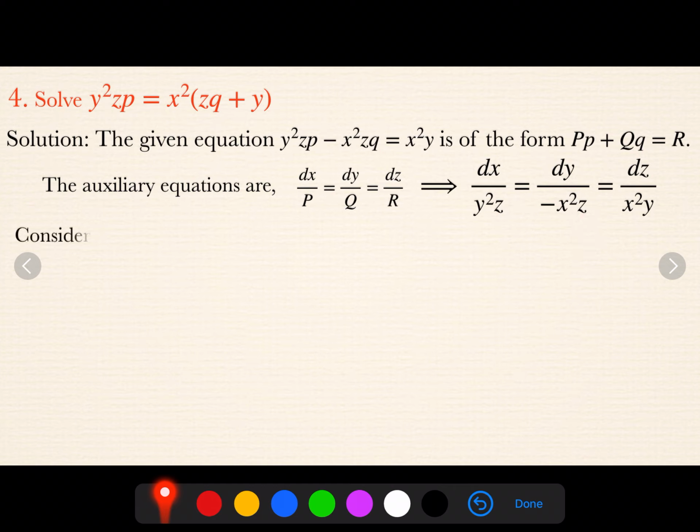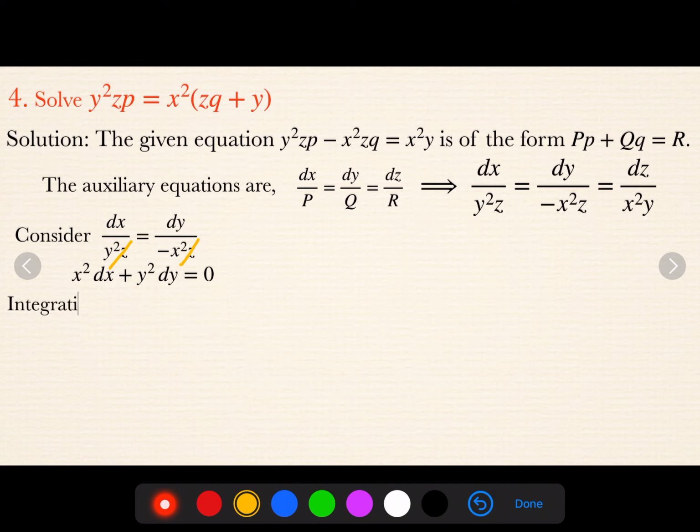Okay. Now, consider any two pairs. So, I will consider the first and second. Clearly here z and z get cancelled. So, try to separate the variables, that is, transferring x to one side and y to the other side, we will get x square dx plus y square dy. Integrate this one. So, we will get x cube by 3 plus y cube by 3 is equal to c1, that is nothing but x cube plus y cube is equal to a, where a is nothing but 3c1.